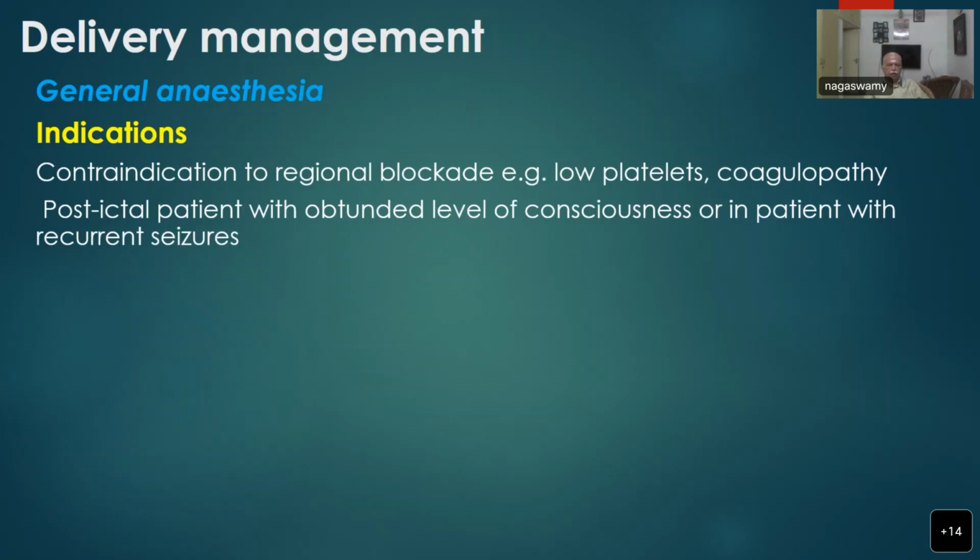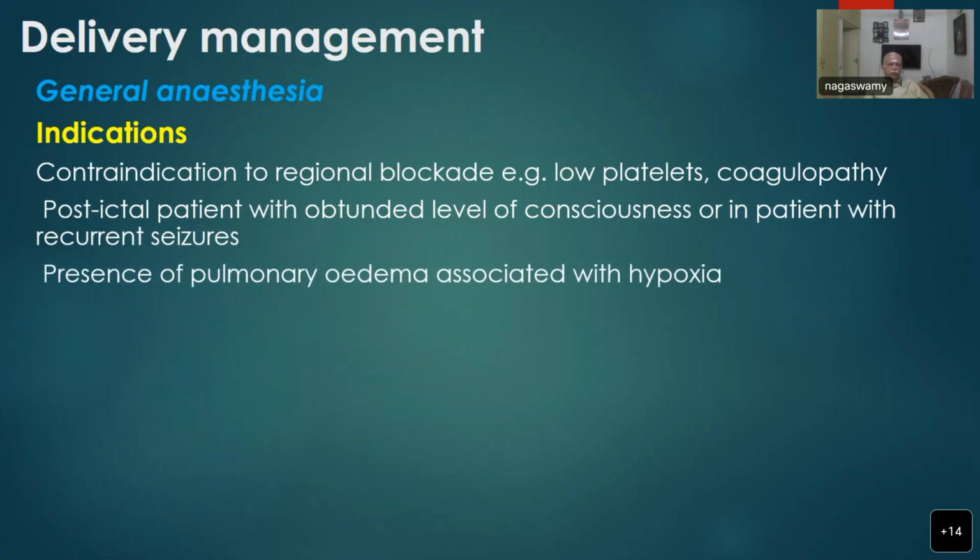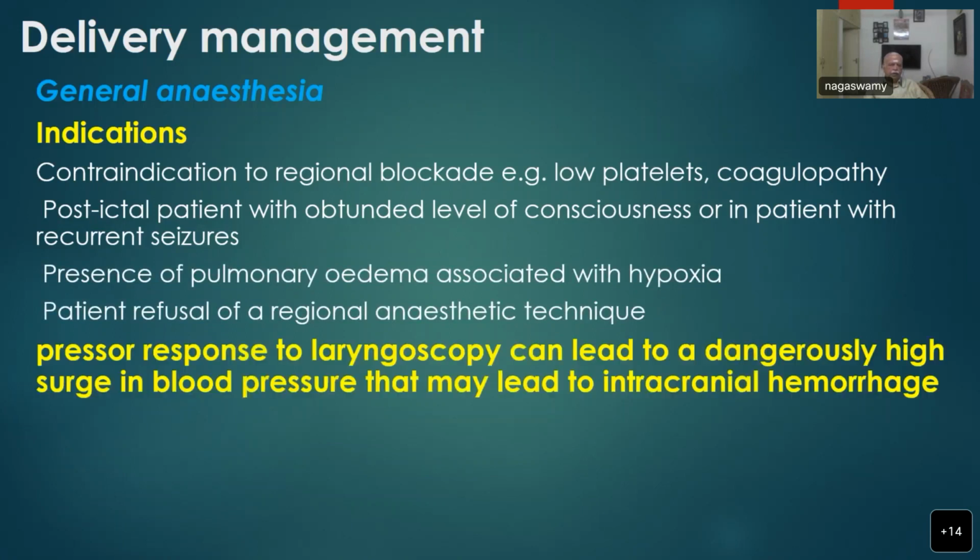There is no contraindication at all. Please remember that. Only if they develop recurrent seizures, then avoid spinal. Or if their sensorium is altered, avoid spinal. Otherwise, after a single epileptic attack, there is no contraindication if the patient is fully alert and active. The presence of pulmonary edema is also another contraindication for regional, so you have to go for GA, especially if they are associated with hypoxia, and patient refusal, as usual, for any stage.